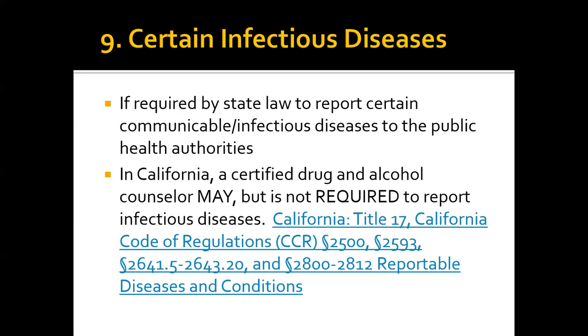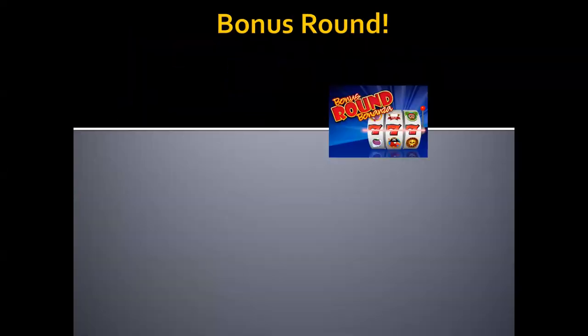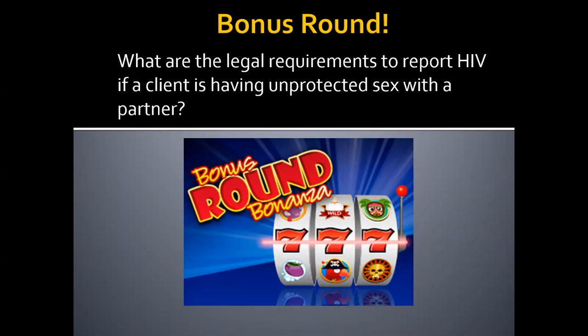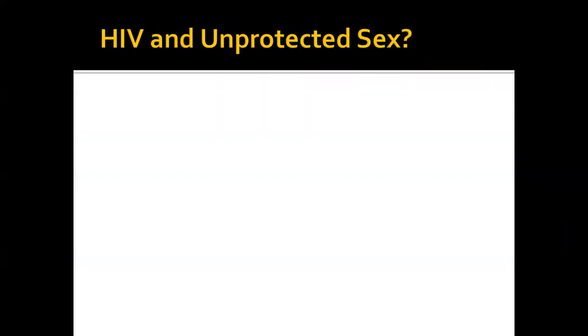So if a client comes into the program, and they have tuberculosis, a drug and alcohol counselor may contact public health authorities to alert them to the fact that there's a case of tuberculosis, but they are not required to do so. Now, this question always comes up, so we'll call it a little bonus round here. What are the legal requirements to report HIV if a client is having unprotected sex with a partner?